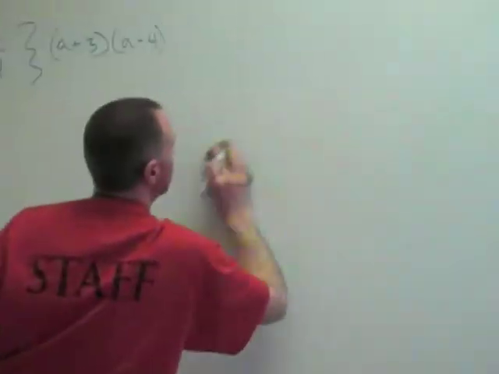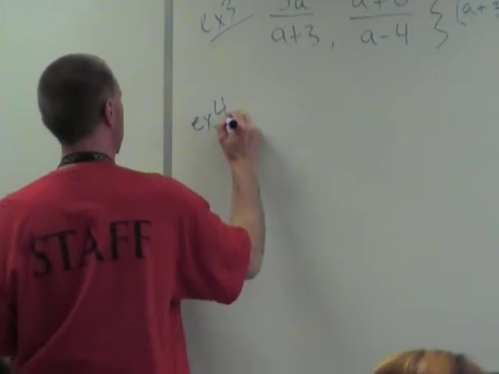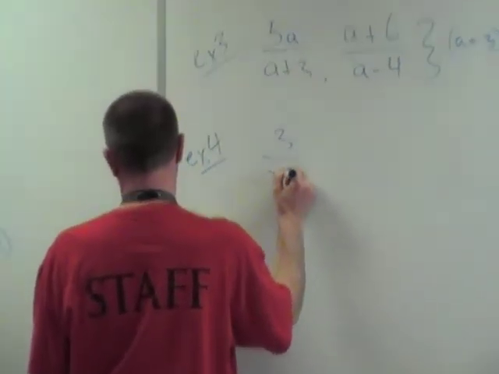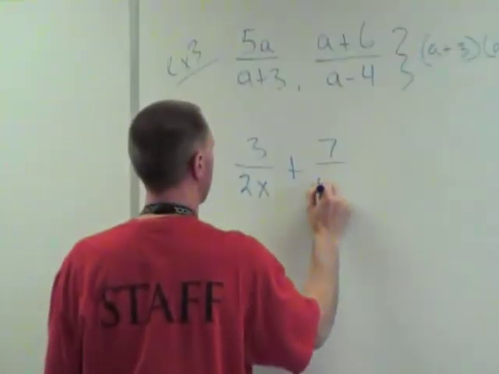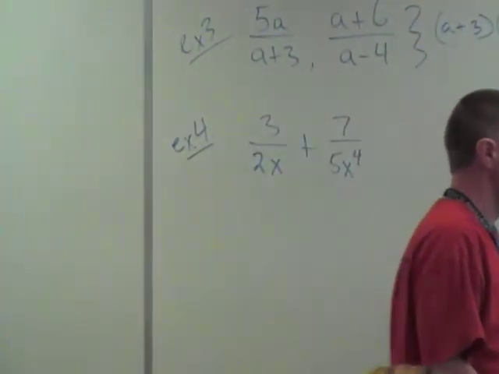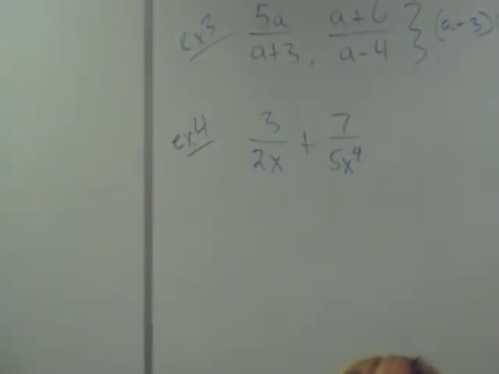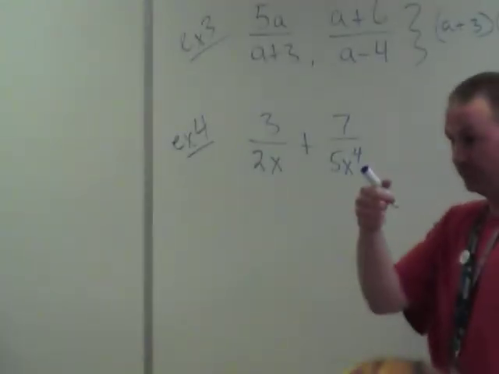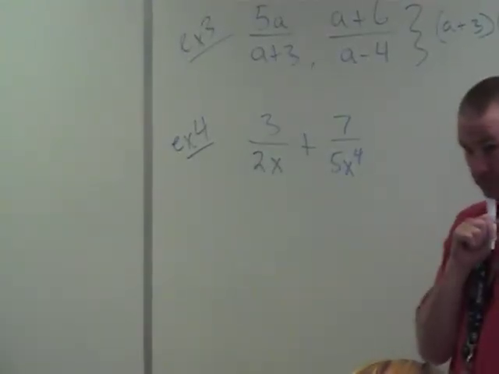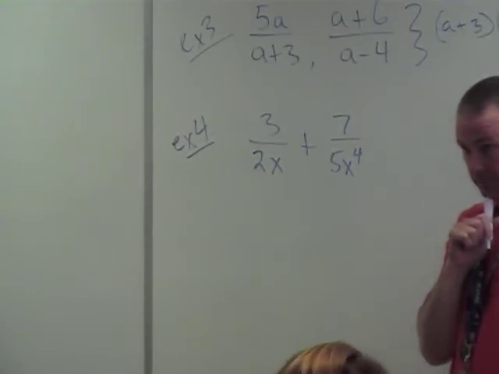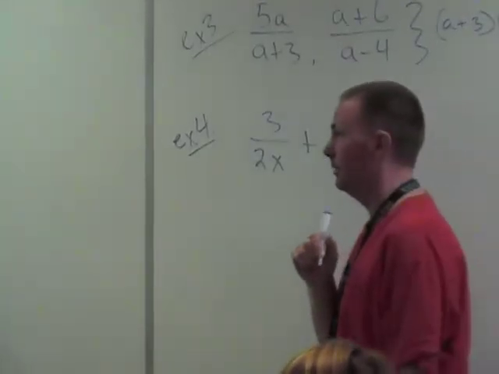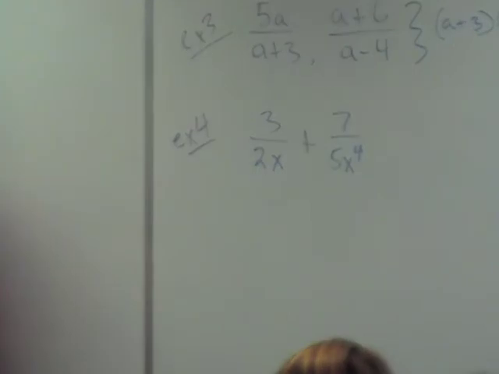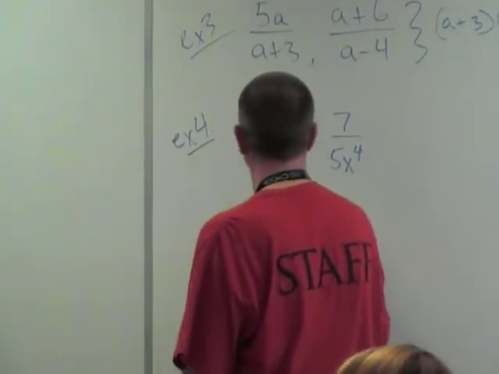All right, example 4. So let's actually do one. 3 over 2x plus 7 over 5x to the 4th. First of all, before you get started, what is the least common denominator and how do you know? 2x, 5x, 10x to the 5th. There's 3 x's here, there's 1 x there. 10x to the 4th is going to be your least common denominator.